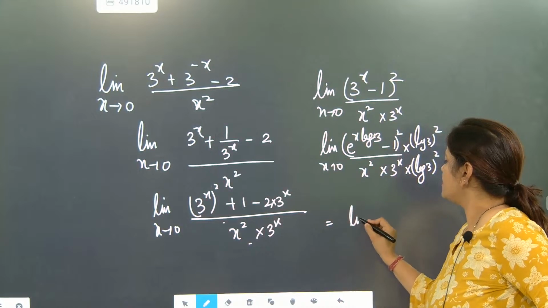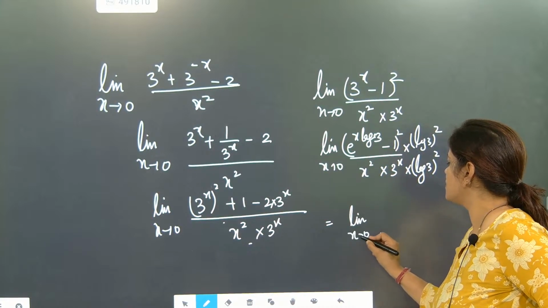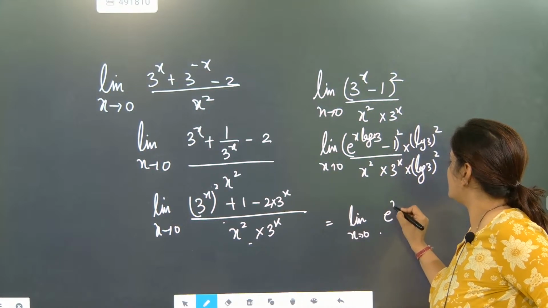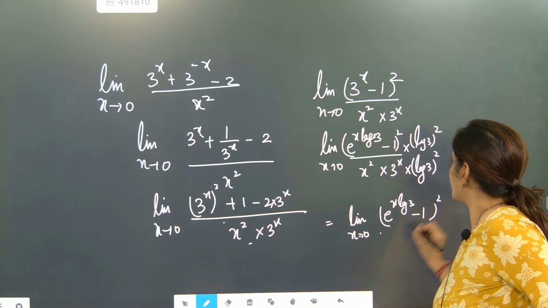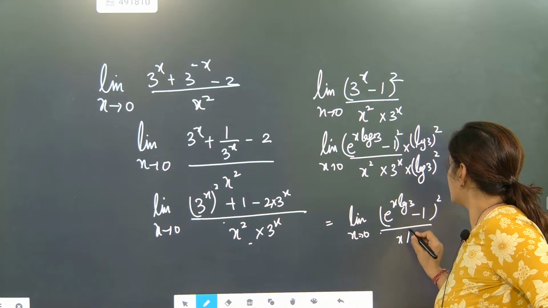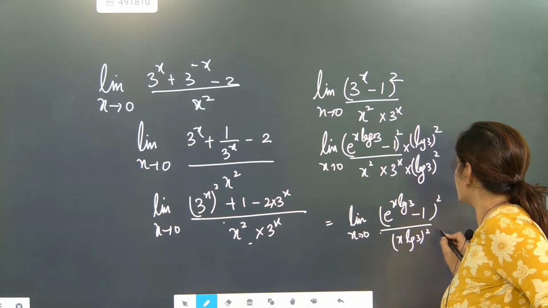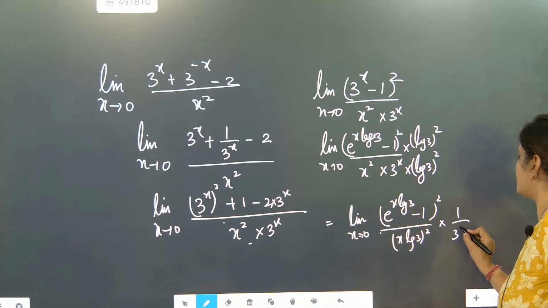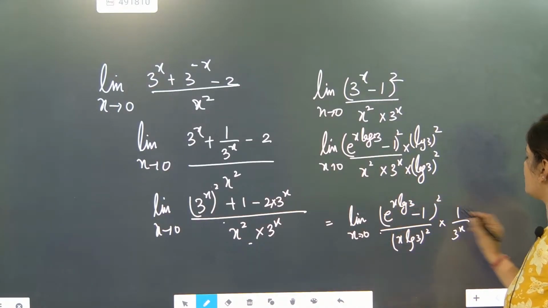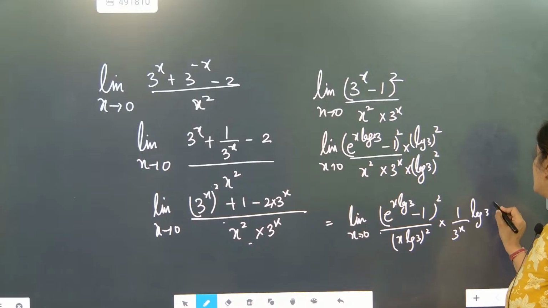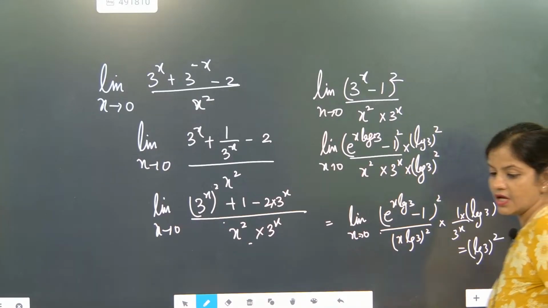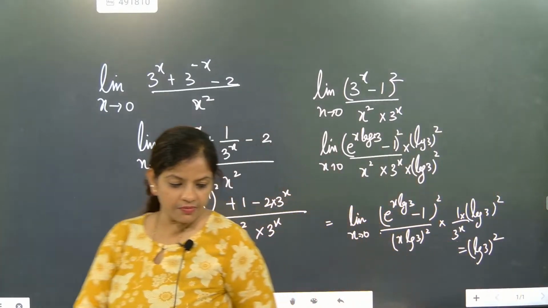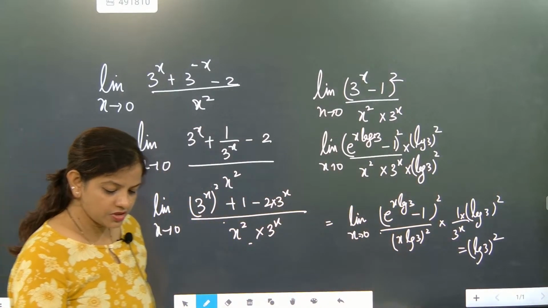So here it will come limit x tends to 0. Here it will become (e to the power x log 3 minus 1) whole square by (x log 3) whole square into 1 by 3 to the power x. So this part will become 1, but here log 3 whole square is multiplied also now. And this 3 to the power 0 will become 1. So Rudra, your answer is absolutely correct. Log 3 whole square. This is that part. I hope you might have understood this section.